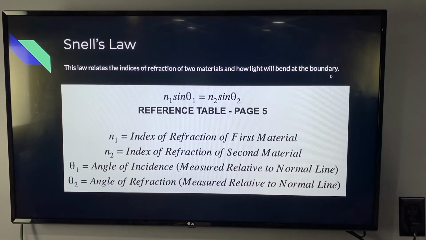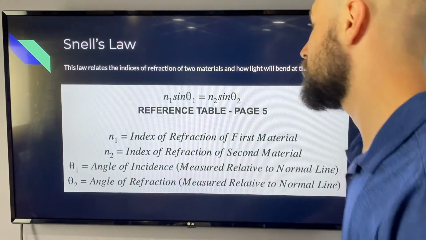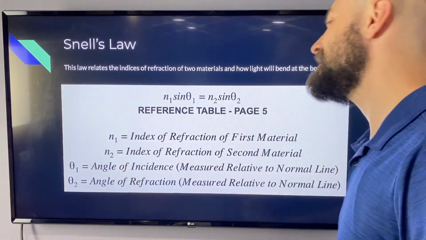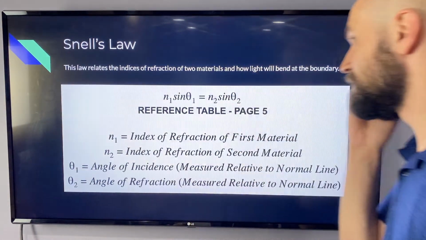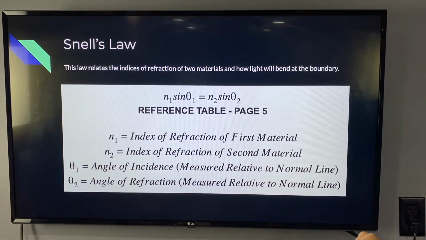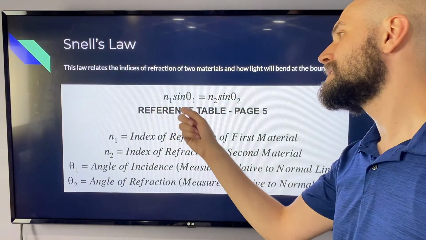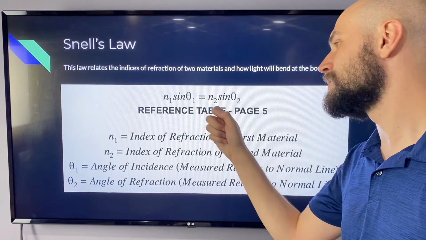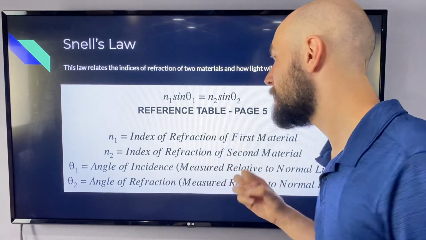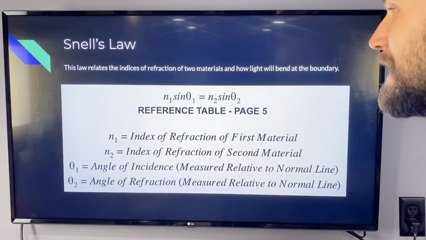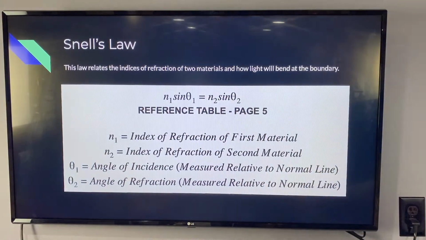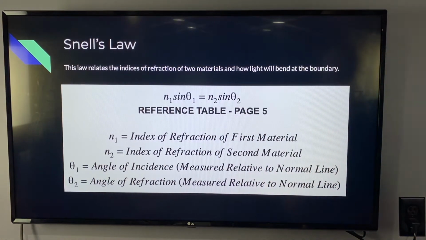Okay, so Snell's law is a mathematical relationship relating the indices of refraction of the materials and the incident angle and the refracted angle. Snell's law is succinctly stated right here. N1 sine theta 1 is equal to N2 sine theta 2. Equalities in physics are powerful. When we have an equality, that means we can mathematically manipulate it and predict what's going on with the angles or the indices of refraction if those are unknowns.